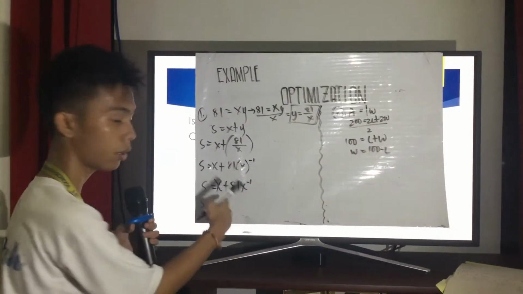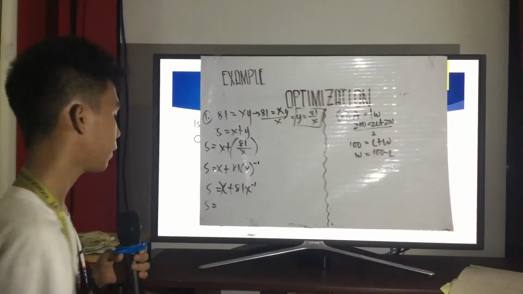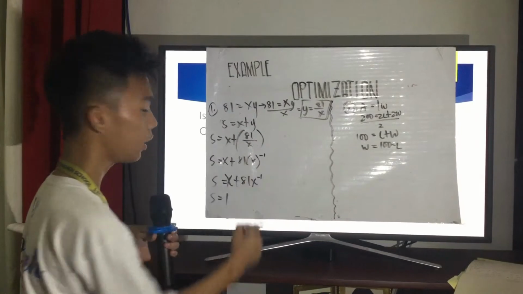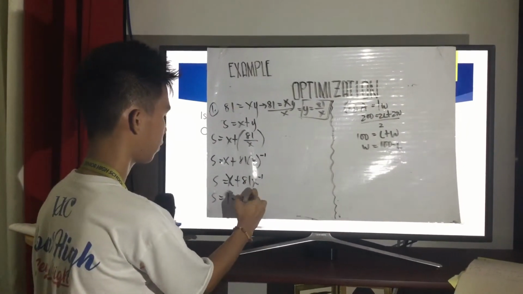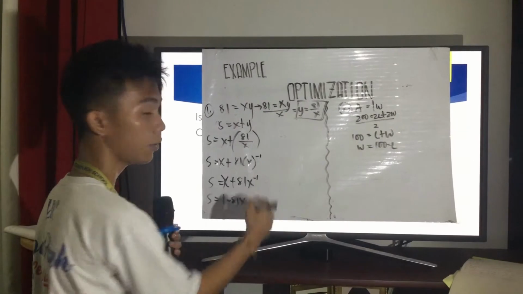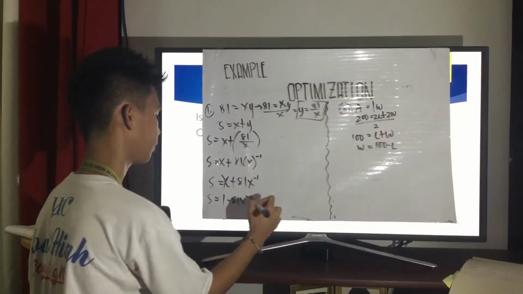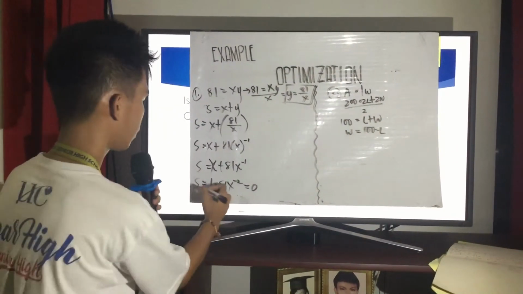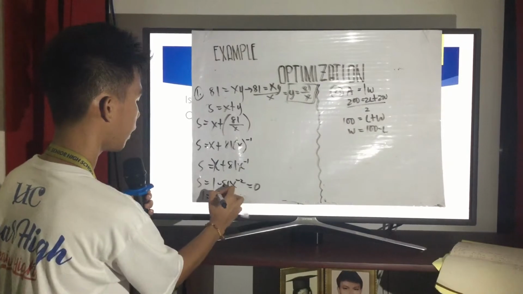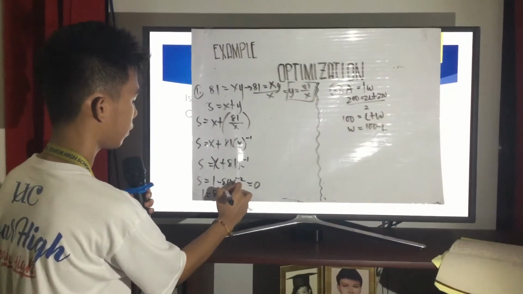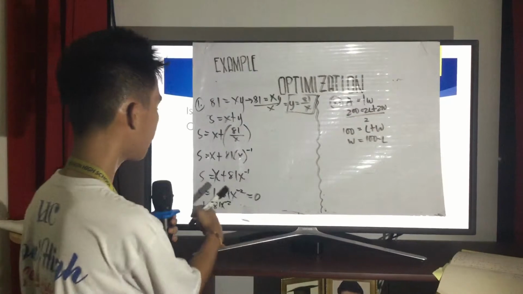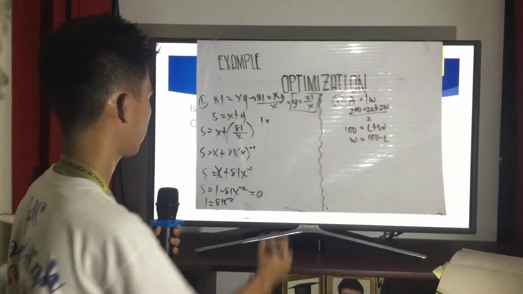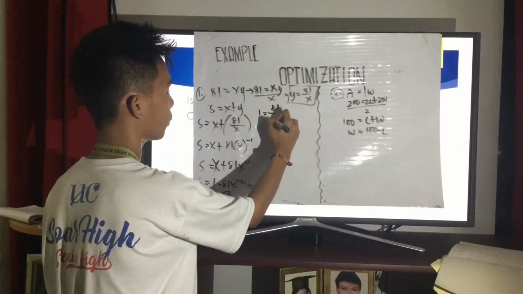So S prime is equal to the derivative of x, which is 1. Negative 1 times 81 is negative 81x. Negative 1 minus 1 is negative 2. After that, we will equate it to 0. So 1 is equal to 81x raised to the power of negative 2. From here, we will rewrite 81x raised to the power of negative 2 as 81 over x squared.